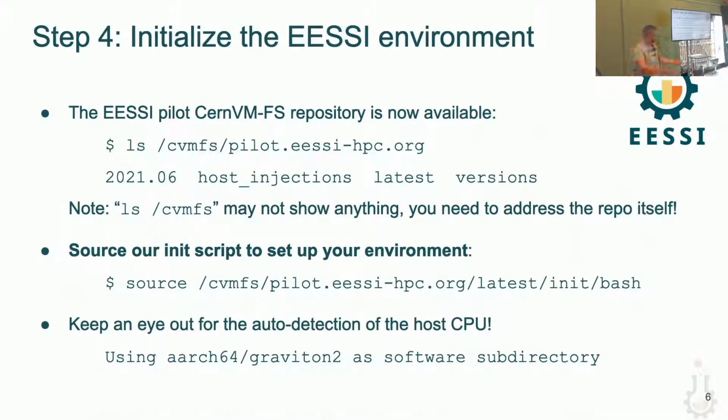So then we have a shell on a node where EESSI is available, and then it's very easy. You can check that we indeed have EESSI mounted. In /cvmfs, you will find our pilot repository. You should see this as subdirectories essentially. Ignore the first one. That's a temporary thing we still have there, but at some point that's going to disappear because we moved those directories into the versions directory.